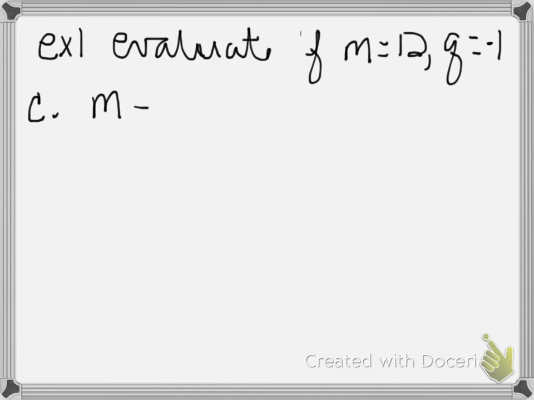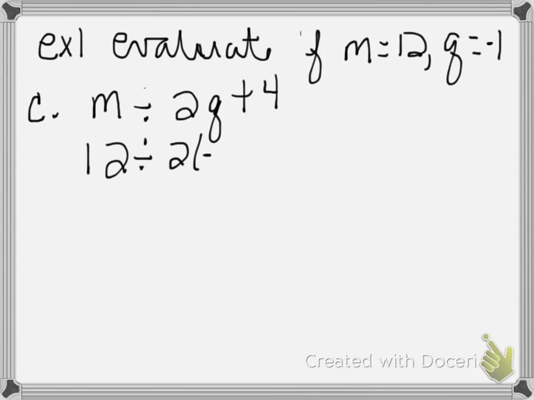Example 1C. We're going to plug in 12 for m and negative 1 for q. And anytime you're multiplying or dividing by a negative, you need to enclose it in parentheses so that it doesn't look like you're subtracting 1. You're not subtracting 1, you're multiplying by a negative 1. So you should always enclose that in parentheses. Order of operations says we're going to multiply or divide from left to right.